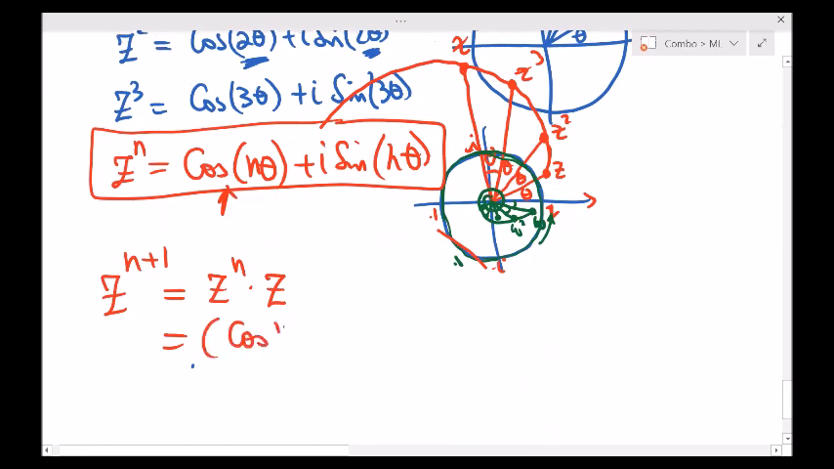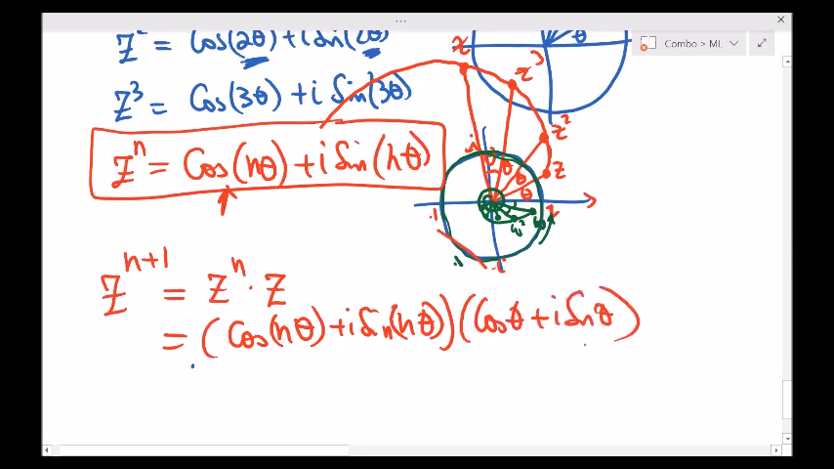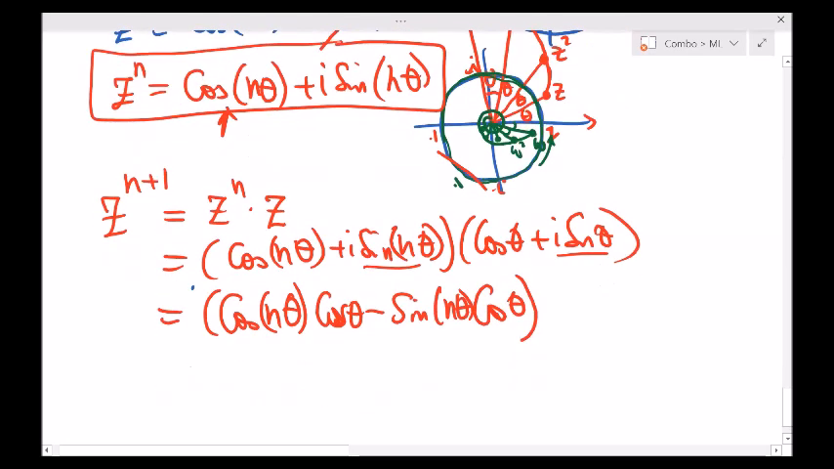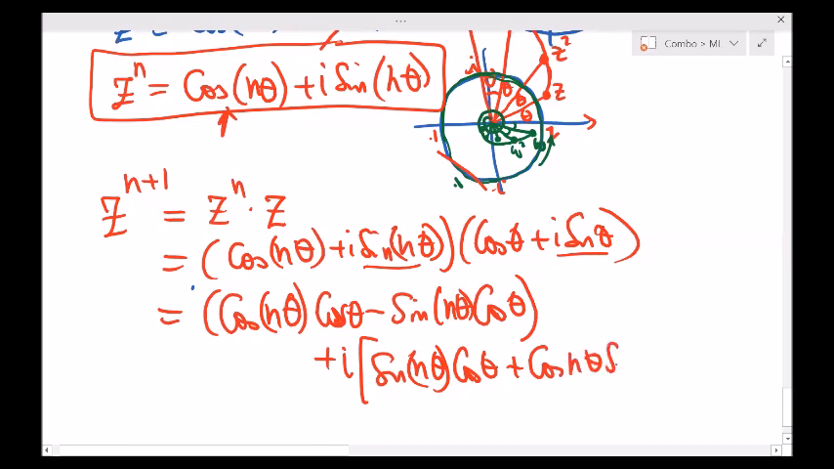So this would be cosine of n theta plus i sine n theta, times cosine of theta plus i sine of theta. And again, multiply them out. Cosine of n theta cosine of theta, and then the i squared becomes minus, so there's a minus sign there: minus sine of n theta sine of theta, and then the imaginary part, i times sine of n theta cosine of theta plus cosine of n theta sine of theta.